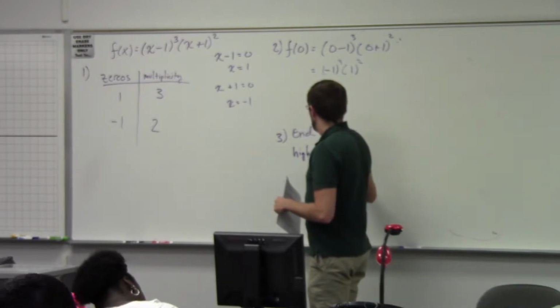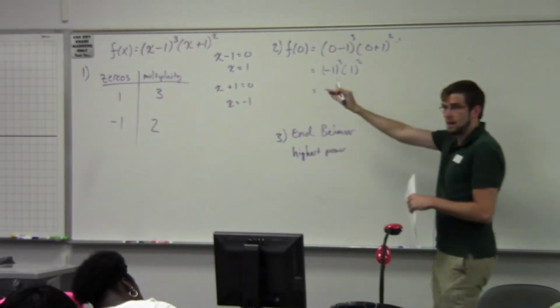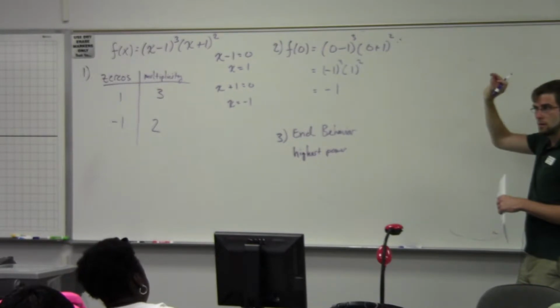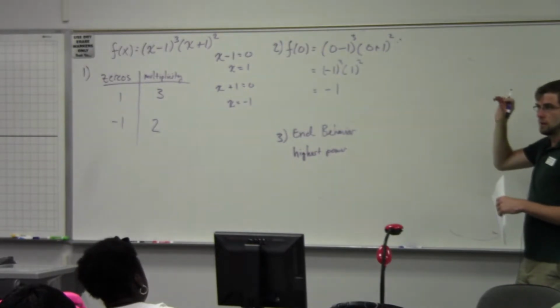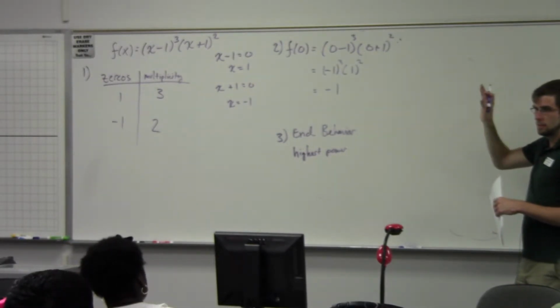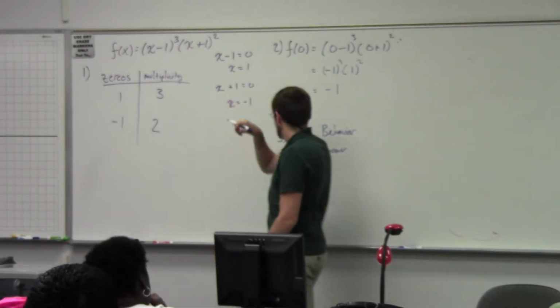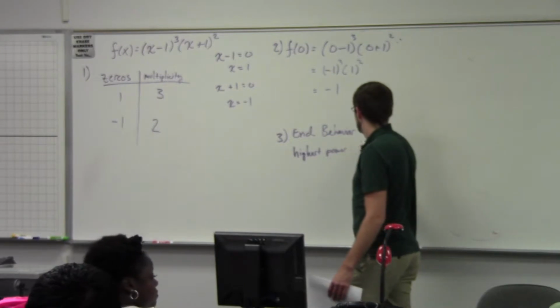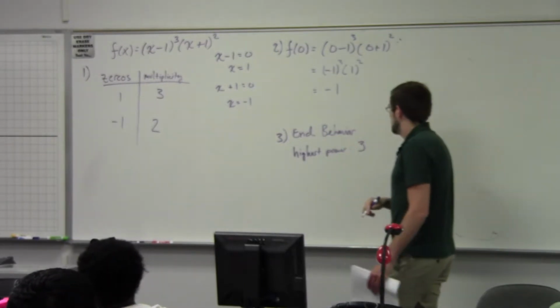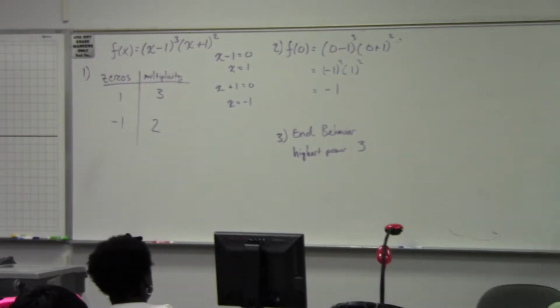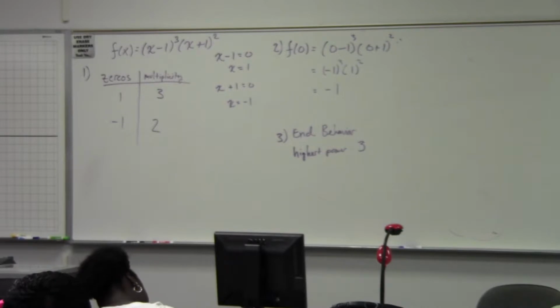So did your teacher tell you all to look at the highest exponent here, or to think about multiplying it out? Just highest exponent? All right, cool. So let's look at the highest exponent. So 3. So my highest power is 3. But you do add them? You can, yes.